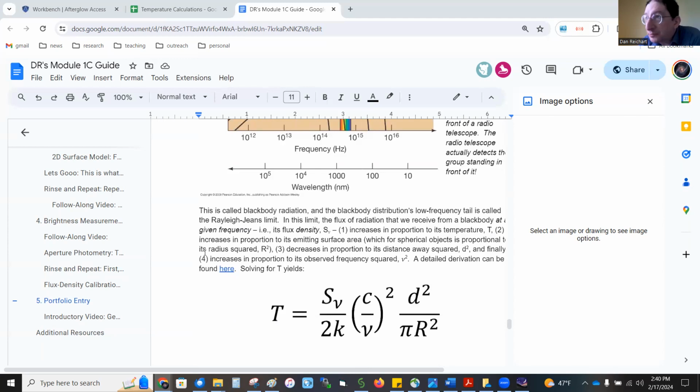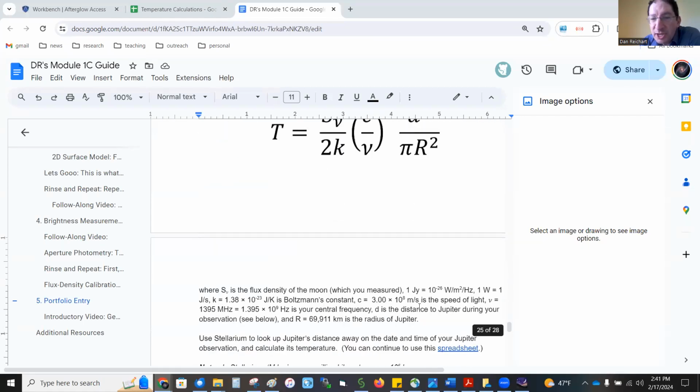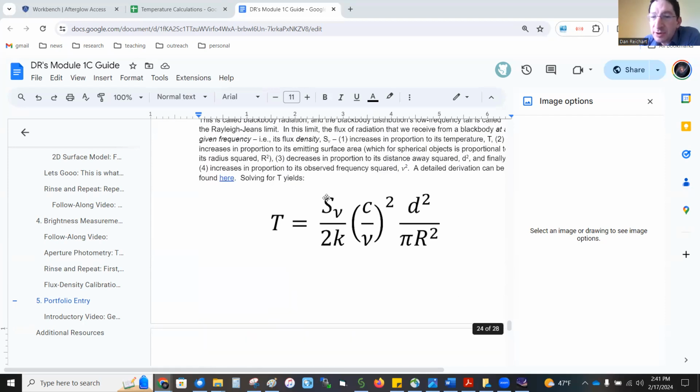Now there's a derivation for this equation and the Rayleigh-Jeans limit. You can see the derivation here. And here it is solved for temperature. So we're going to go through this calculation. S is the flux, the brightness. S sub nu is the brightness at a particular frequency. Nu means frequency, the frequency of the light. So S sub nu is your Jansky measurement, but you have to convert it to MKS. And so 1 Jansky is 10 to the minus 26 watts per meter squared per hertz. So you'll take your number of Janskys, multiply it by that, that goes here.